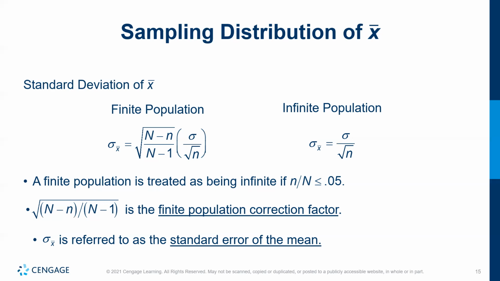Once you get to doing it, you're like, that's not that hard. It just means if our sample is big relative to the size of the population, we have to put in this extra little factor to correct for it. Pretty easy once you get used to it.